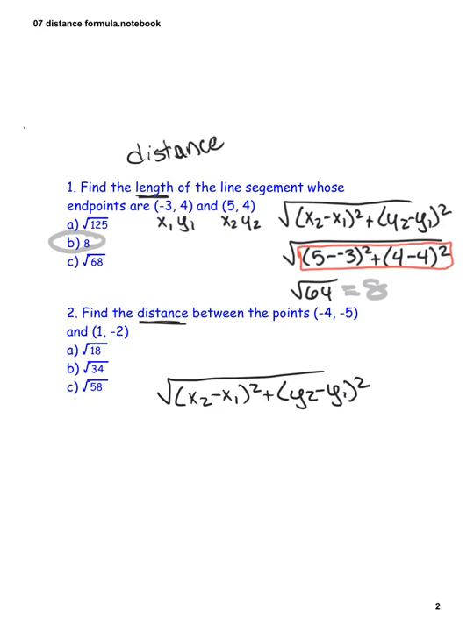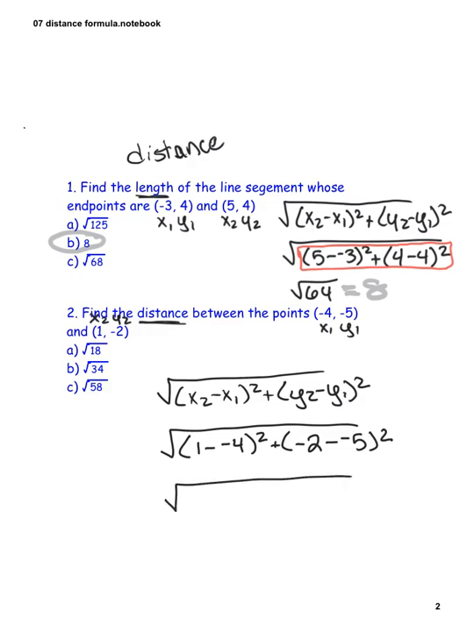Again, I would take the points and label them. This is point 1, so x1, y1. This is point 2, so x2, y2. Plug those values into the formula. x2 is 1, x1 is -4. y2 is -2, y1 is -5.